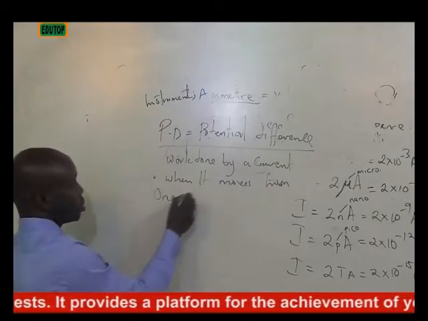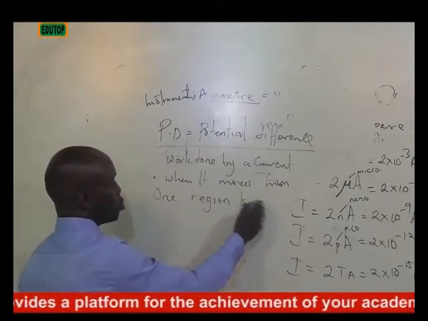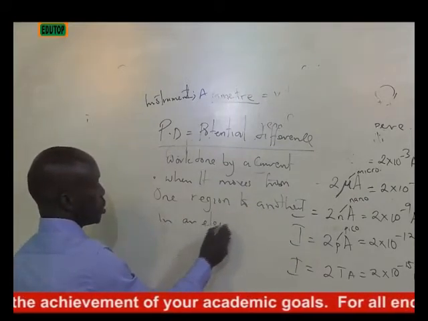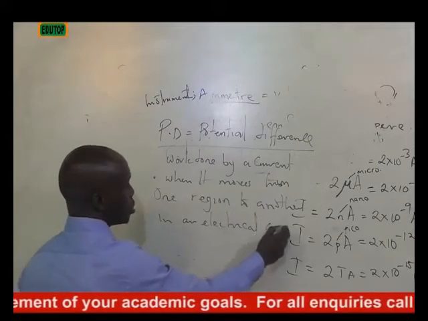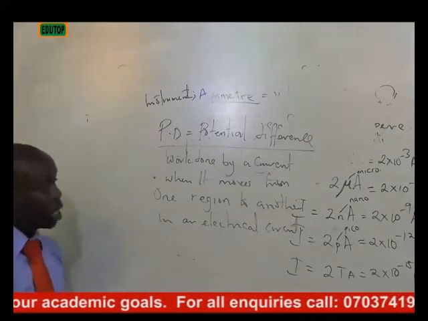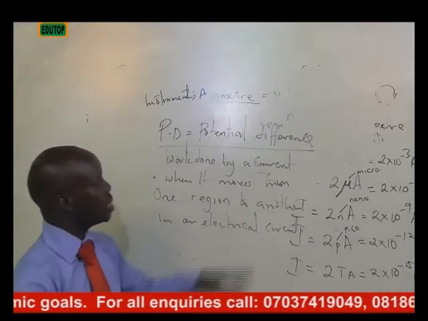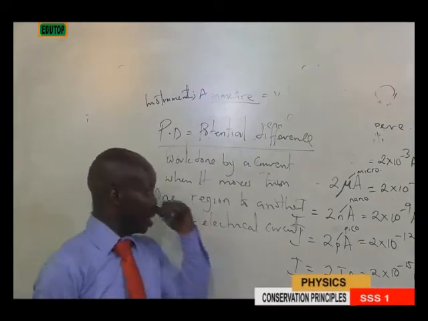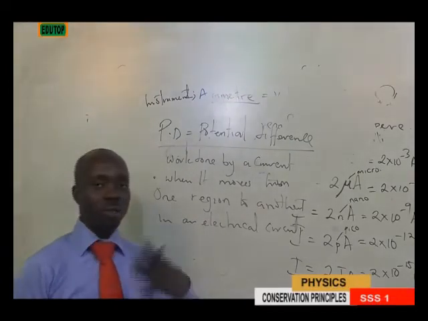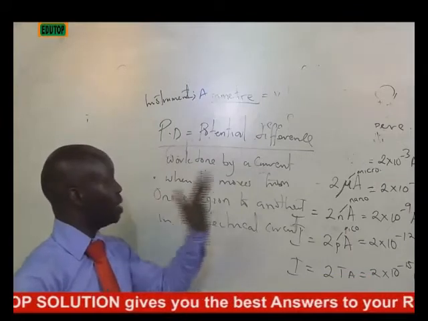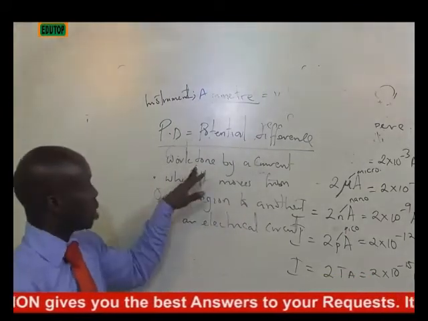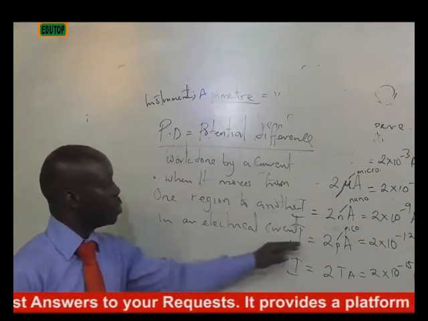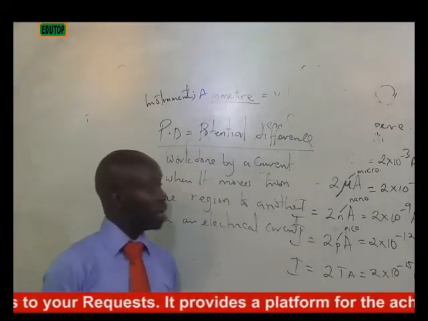one region to another in an electrical circuit. Why I'm taking my time to write it out this way is that every definition in sciences matters. Your definition must be constructive. It must have reasonable meaning. If I ask you to define your potential difference and you tell me it is the work done by a current when it moves from one region to another, if you did not put the electrical circuit, you might as well fail that particular question.